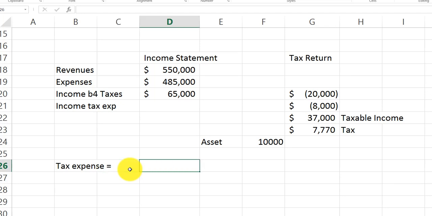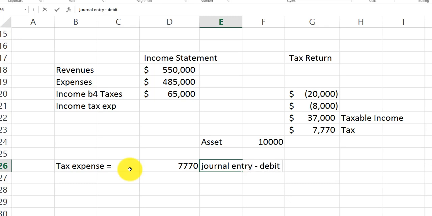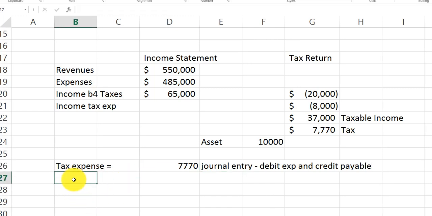it does equal $770, but there's also another difference. You also have to deal with the tax asset or liability. So you can make a journal entry for this. Debit the expense and credit the payable. Now that is very much the same as if we had no temporary difference. All right? But then we have to worry about our deferred tax liability.